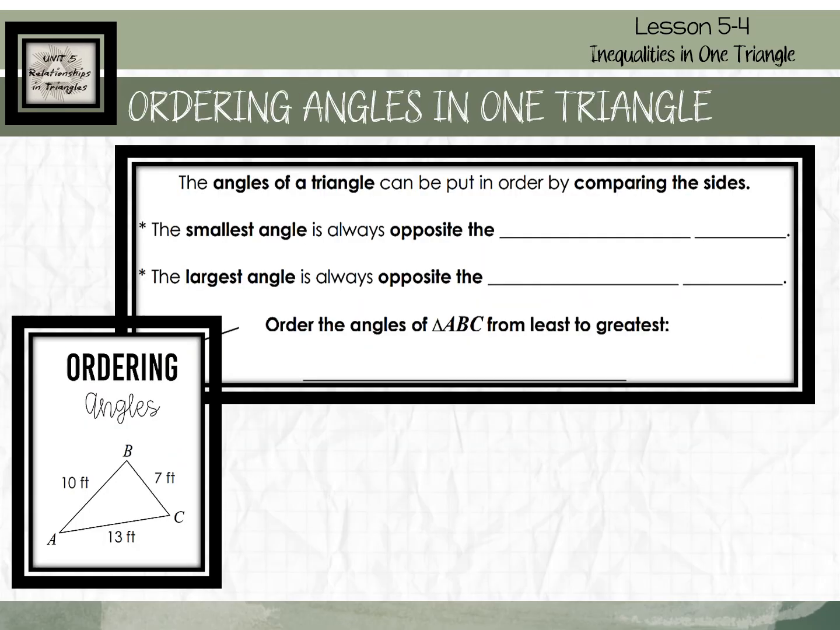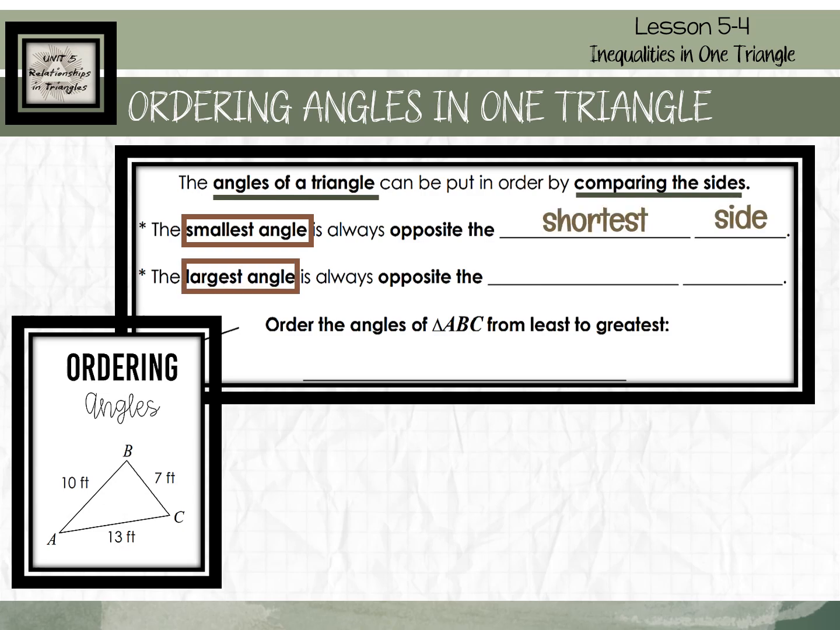Ordering angles in one triangle. The angles of a triangle can be put in order by comparing the sides. The smallest angle is always opposite the shortest side. The largest angle is always opposite the longest side. So we're going to order the angles in triangle ABC from least to greatest.